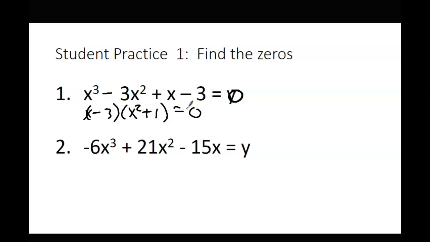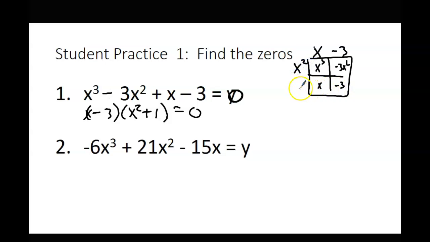So the box method would look like this, right? We have x cubed minus 3x squared, x and minus 3. These two have in common a negative 3. These two have an x. These two have an x squared, and these two don't have anything, but we put a 1. So there's your x minus 3 and x squared plus 1.